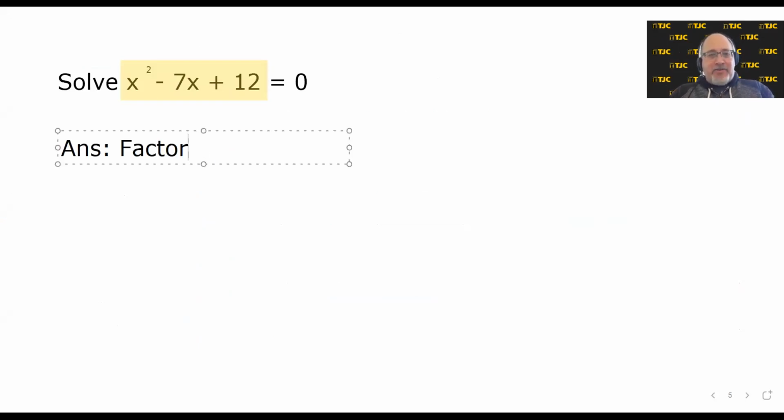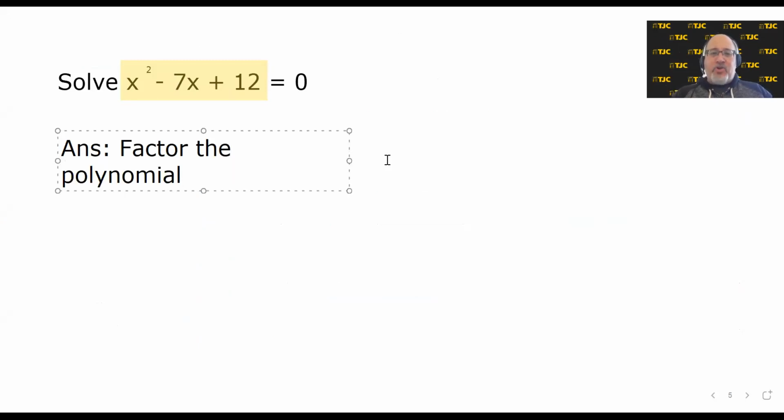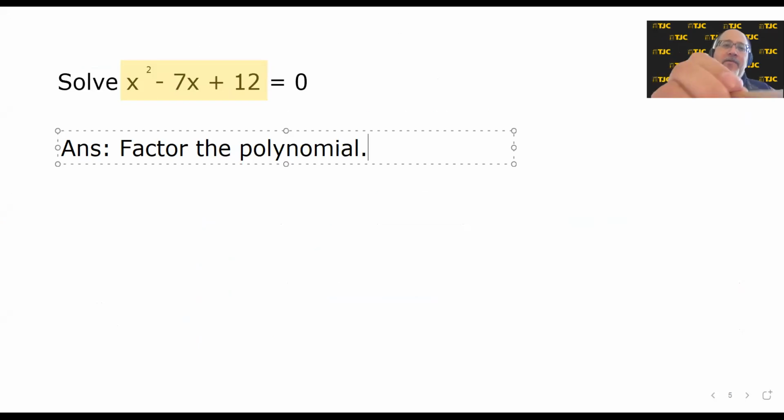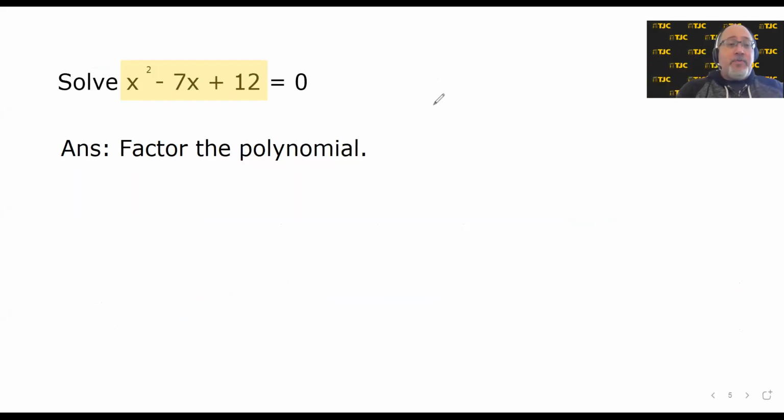So I'm going to say factor the polynomial. It's quadratic, its highest power is 2. Now, if you know how to factor, great. If you don't, go watch the factoring review videos because it's going to be crucial for this section. But if you were to factor x squared minus 7x plus 12, you would get, in no particular order, x minus 3 times x minus 4.